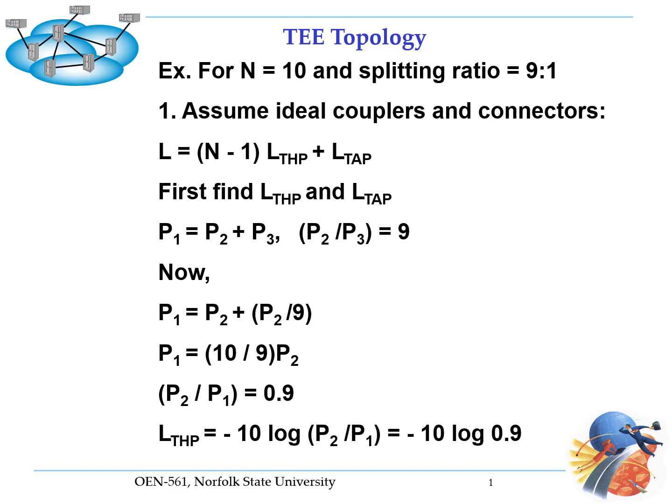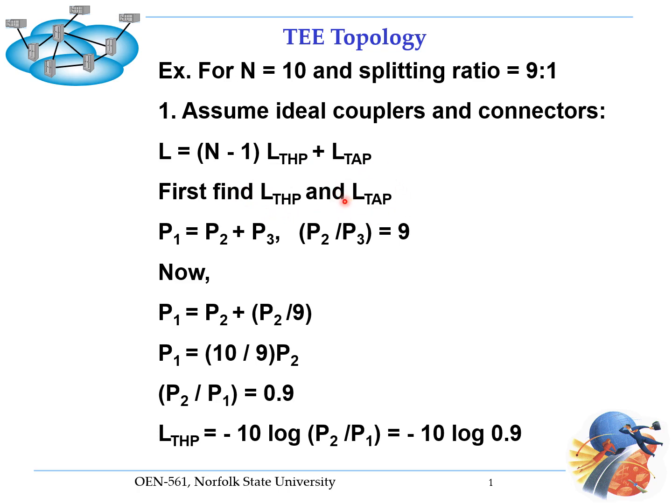Let us consider an example for TEE topology type network with number of stations 10 and using directional couplers with a splitting ratio 9:1. First, let us assume ideal couplers and connectors, so excess loss and connector loss is 0. In this case, total loss is the sum of n-1 times the throughput loss plus the tap loss. First, let us find those losses, throughput loss and tap loss.